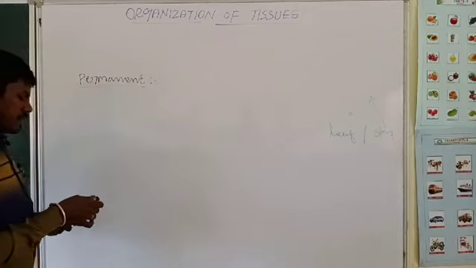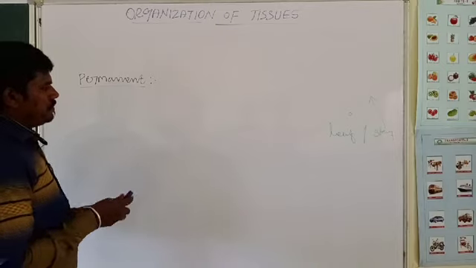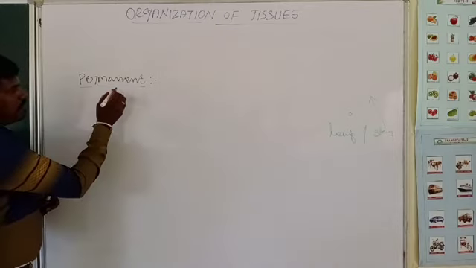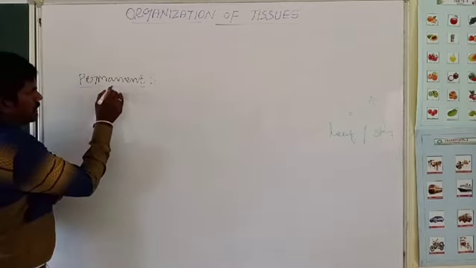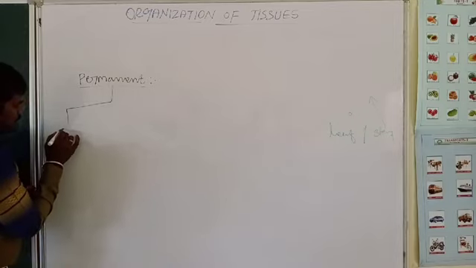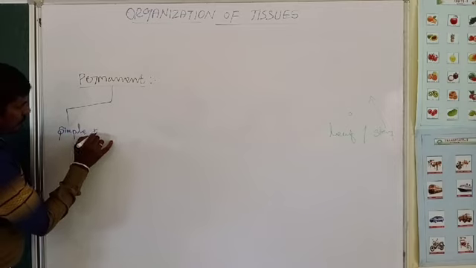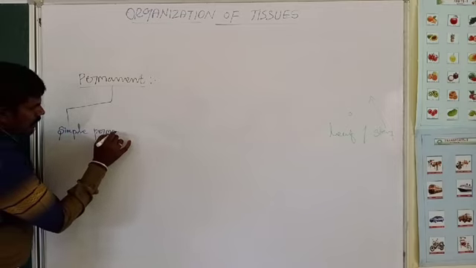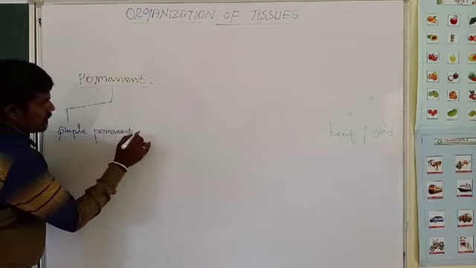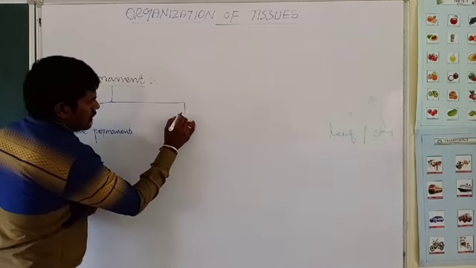So permanent tissues are classified into two types. What is the first one? Simple permanent tissue. The second one is complex permanent tissue.